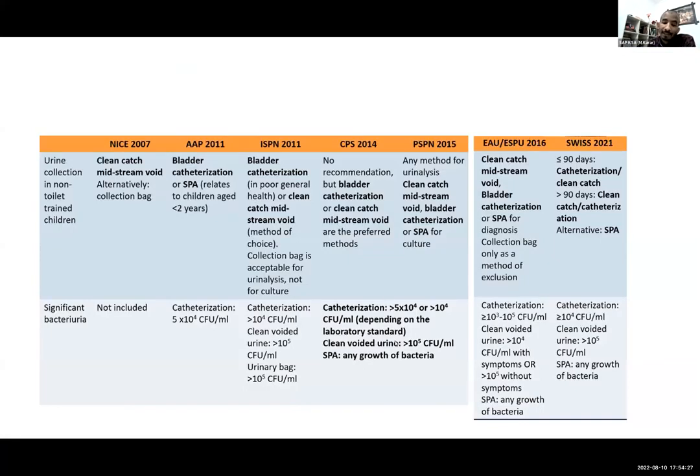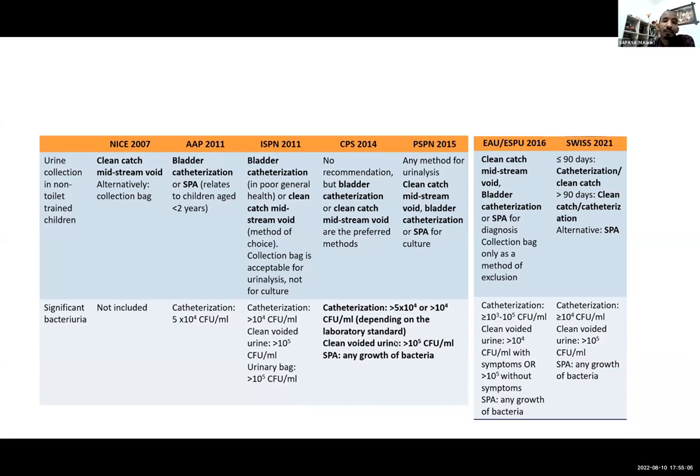If you look at the guidelines, what are the guidelines saying? These are guidelines from different authorities. As you can see, you have the NICE guidelines, the American Academy of Pediatrics, the Italian Society, the European guidelines, and the Swiss guidelines. All of these guidelines have different specifications for urine collection in non-toilet trained children and the significance of bacteriuria in the urine culture. And so you need to familiarize yourself with what they are saying.